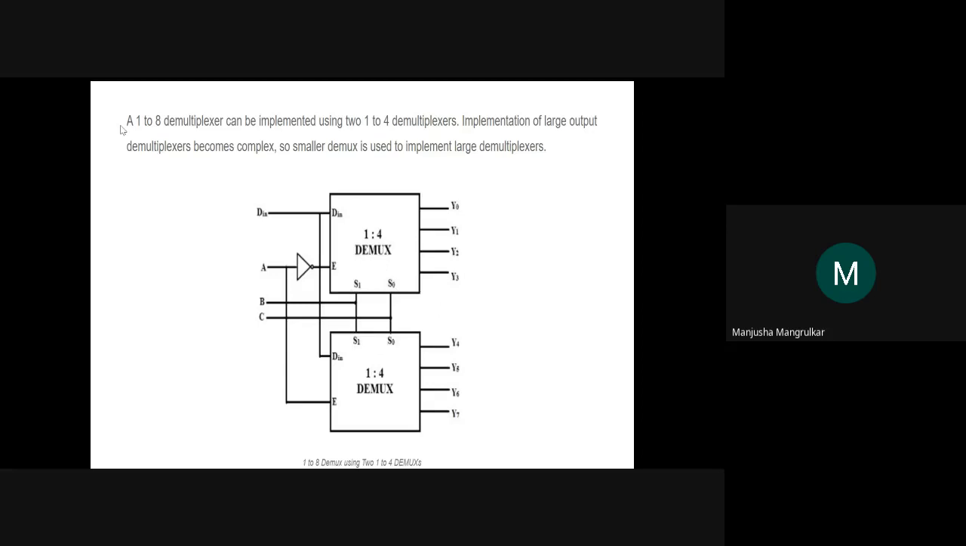If it is an 8 is to 1 mux, how many selector lines will there be? There will be 3 selector lines. There will be 8 outputs, and only one common input. So the input will be the same. This is D1 and D2. The rest are enable conditions here, right?